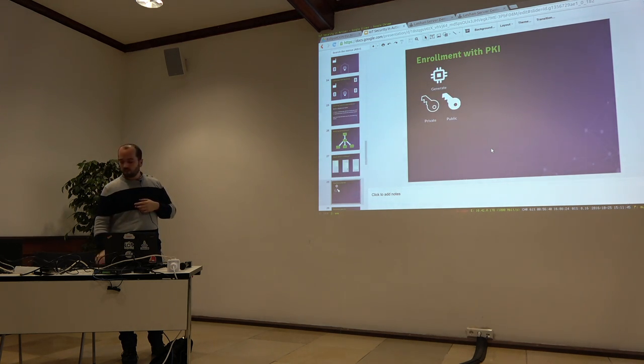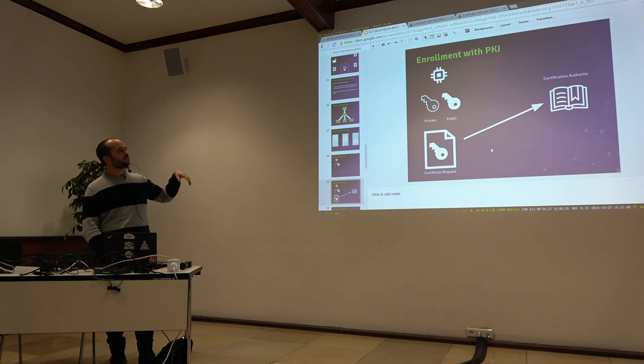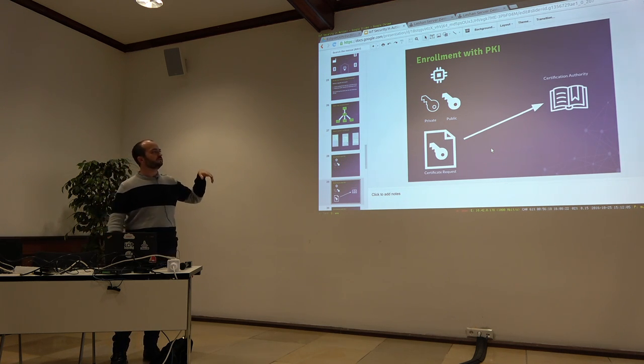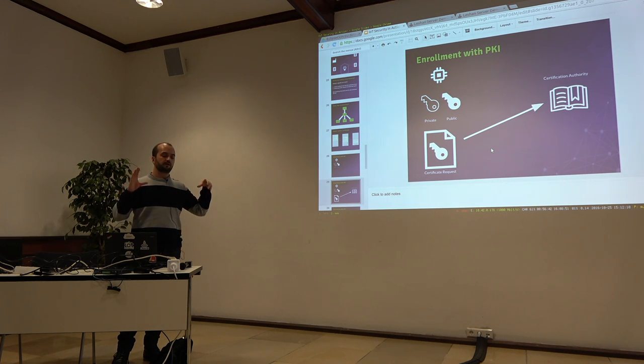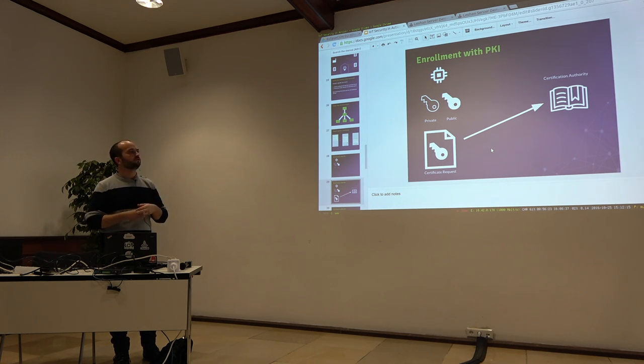So how does that work? It's not really working like PSK. What I show you for bootstrap is, you have a device, it's going to generate its private key and public key couple locally. And then with this, it's going to send its public key inside what we call a certificate request, saying, I'm device 123, this is my public key, I request a certificate from a certification authority.